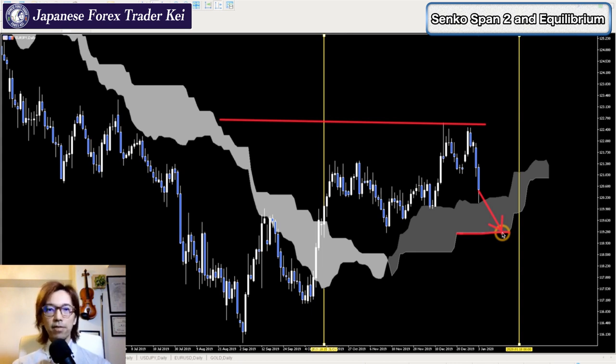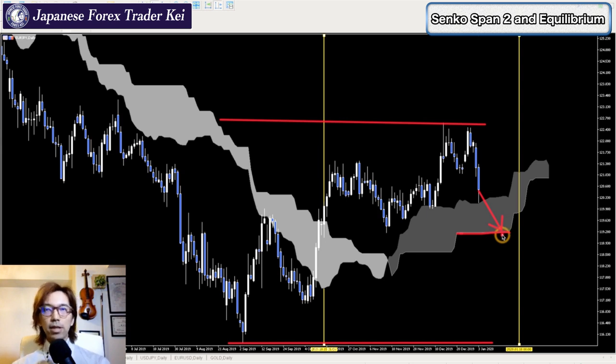Actually, all the lines, except for Chikou span, all the other lines are basically calculated in this midpoint, like a mid price level conception. So this Senko span 2 is actually showing you the mid price of the past 52 candlesticks. And this is what we call the equilibrium point on the market.